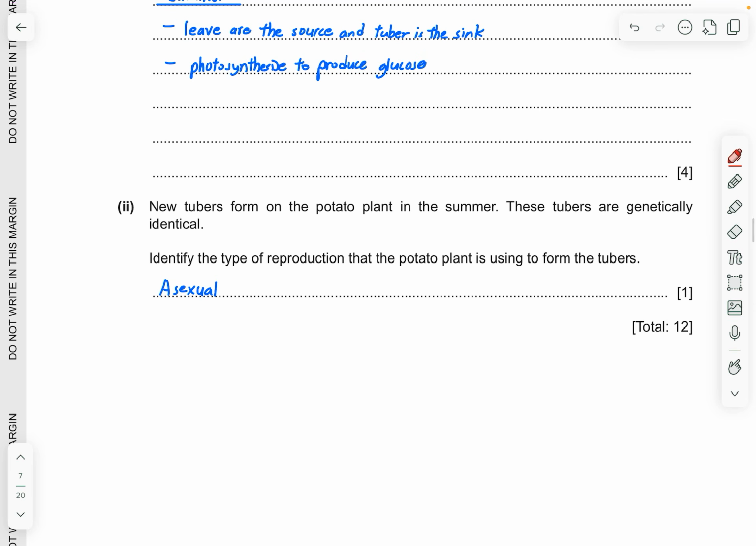So part 2, new tubers form on the potato plants in the summer and they are genetically identical. So they've given you a clue that this is genetically identical. So you have to identify the type of reproduction that's occurring here. As a result, it's an asexual reproduction.